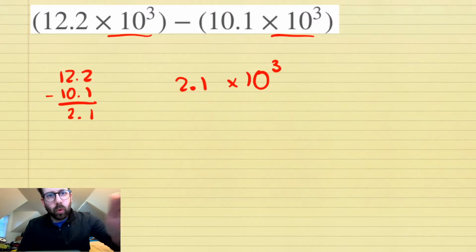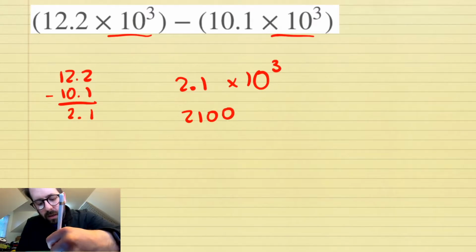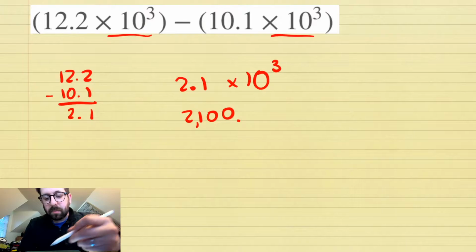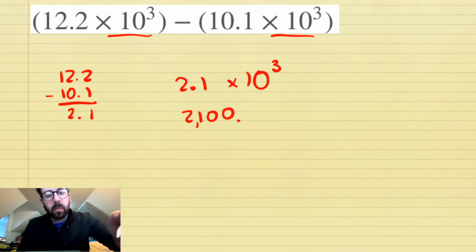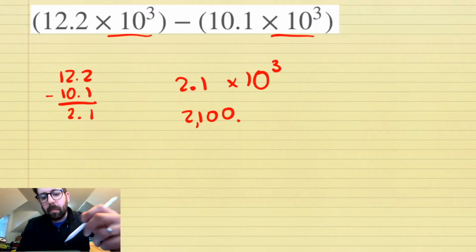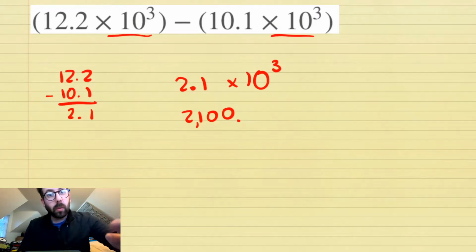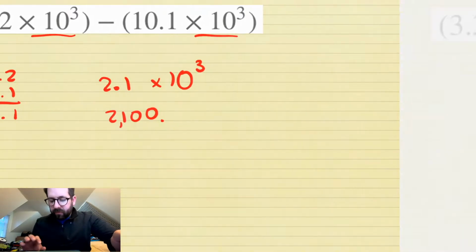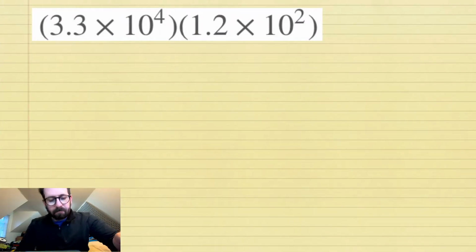In real numbers, this would be 2,100. I know that because it's a positive power of 3, so we move the decimal 3 spots, and this is what the number would be. Again, you could also write out what each of these numbers is: 12.2 times 10 to the 3rd is 12,200, minus 10,100, and you get 2,100. So let's jump right to our third problem.